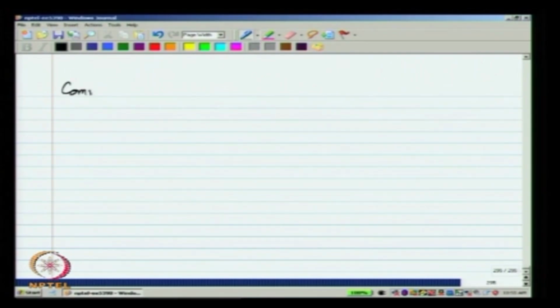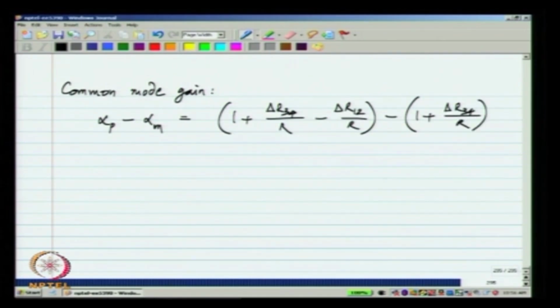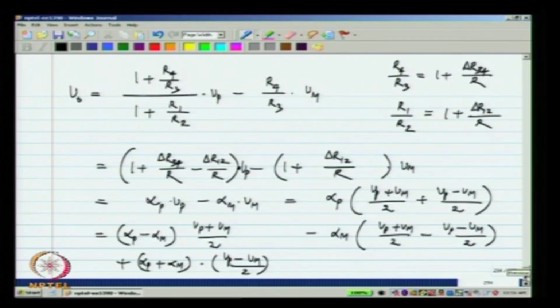So, the common mode gain of this circuit is alpha p minus alpha m, which is equal to 1 plus delta R34 by R minus delta R12 by R, minus alpha m, which is 1 plus delta R34 divided by R. And it turns out to be simply minus delta R12 divided by R.